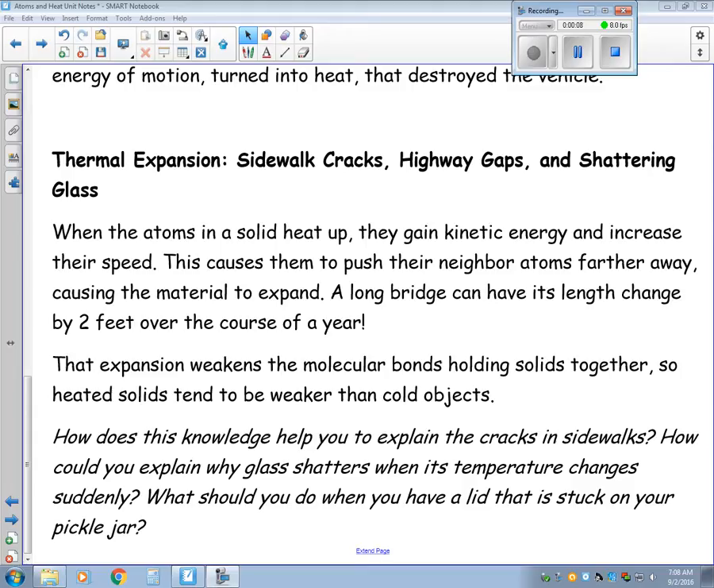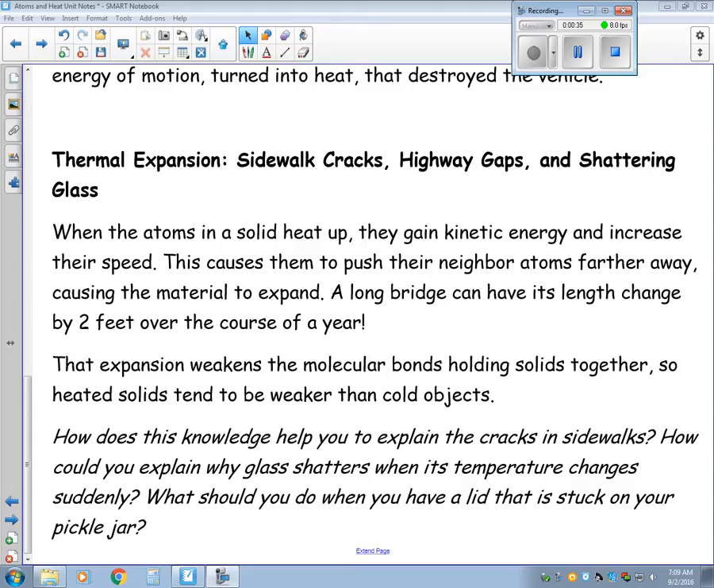Why do sidewalks have cracks in them? Why do highways have gaps? Why does glass shatter? When the atoms in a solid heat up, they gain kinetic energy. That means their speed increases, and this causes them to push on their neighbor atoms and push them farther away, causing the material itself to expand. So a long bridge can have its length change by over 2 feet during the course of a year. That's a lot.